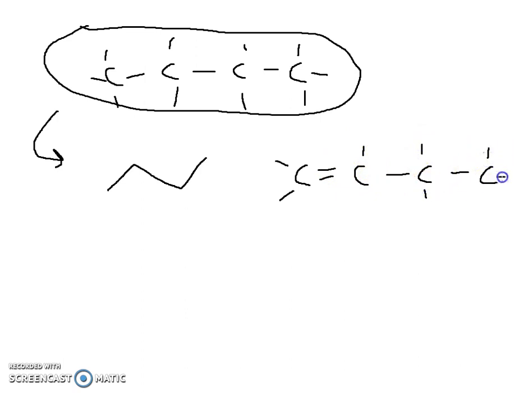So if you're drawing it with writing in the C's, like the actual carbons, you must show your hydrogens. You can use tick lines. It doesn't have to be like the H's, but you have to show them somehow.